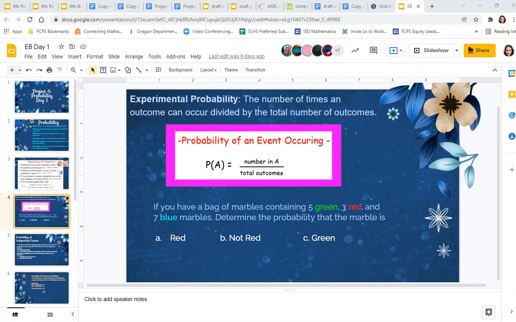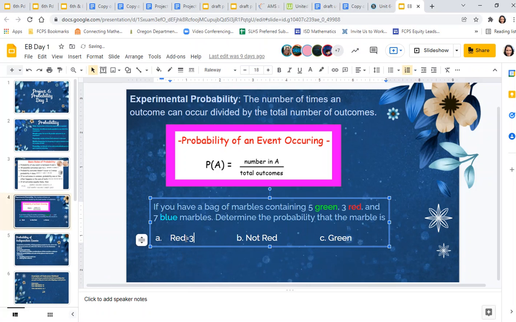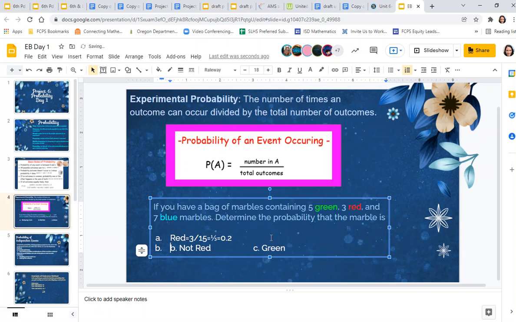Okay, I heard a couple people say 3 out of 15 or 1/5. Is that right? Yeah, because there were 3 red marbles out of 15 altogether. And that can simplify to 1/5, or you can make it a decimal. Okay? All right, probability that it's not red.